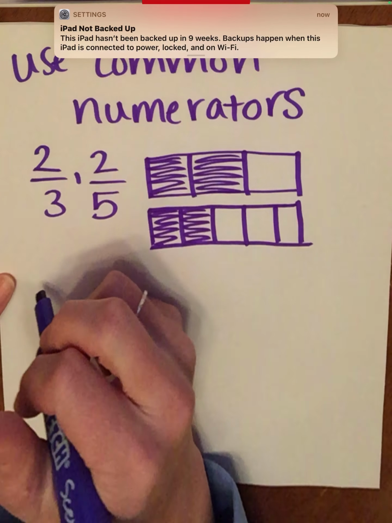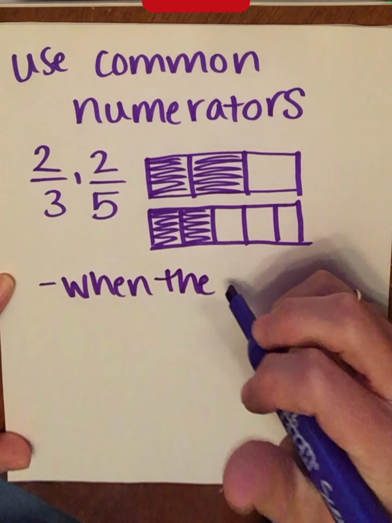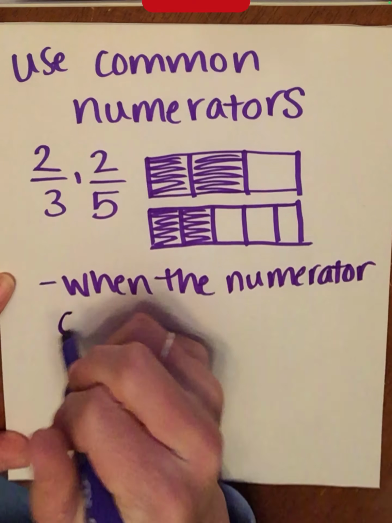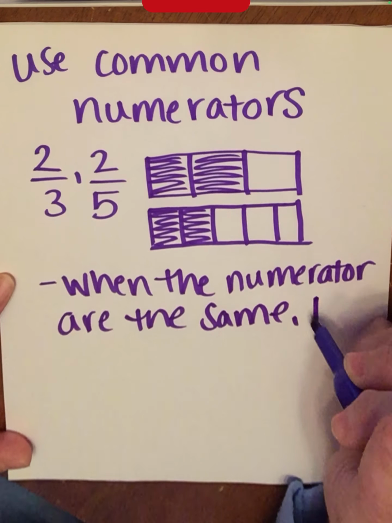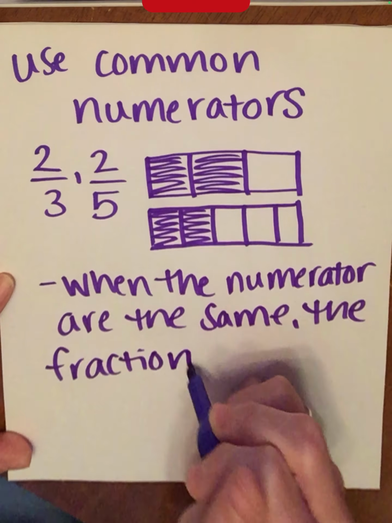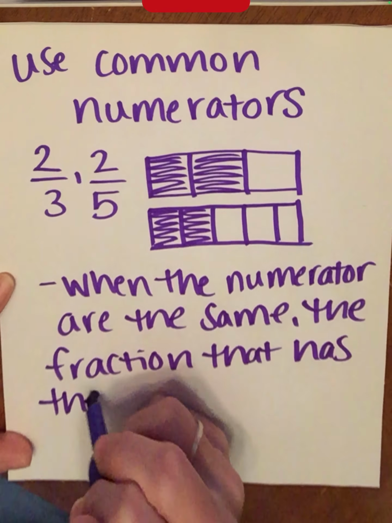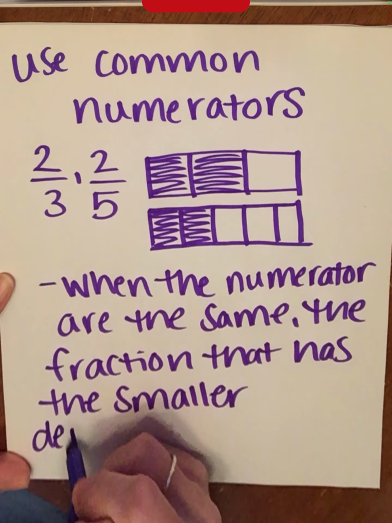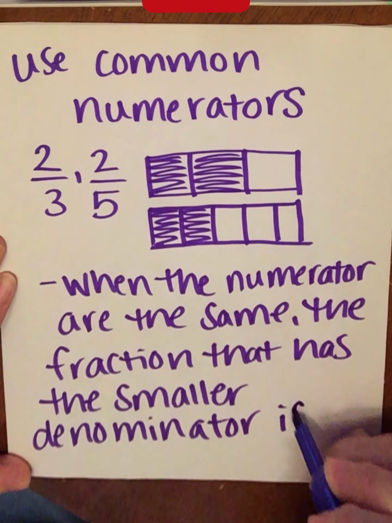So just remember, when the numerators, that's the top number, are the same, the fraction that has the smaller denominator is bigger.